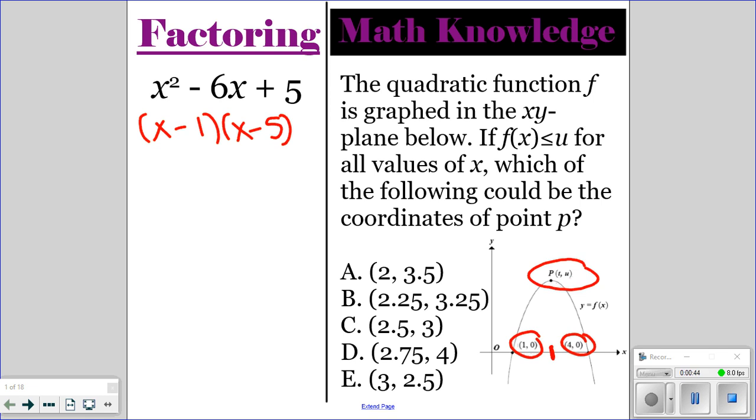So somewhere halfway between. What is halfway in between 1 and 4? Hopefully you said 2.5. So this point right here is going to be (2.5, 0). And then P is going to be 2.5 and then up something. But if you look over here, there's only one where the x value is 2.5. So that's going to be your answer for P.